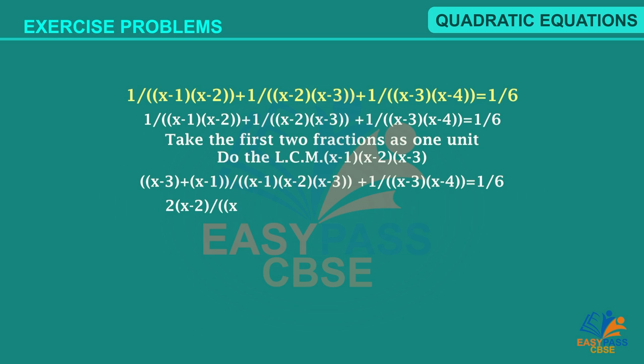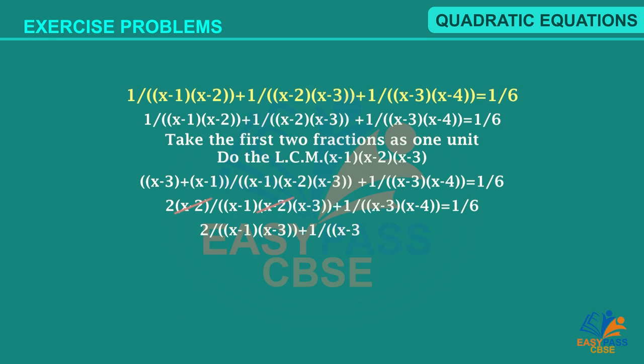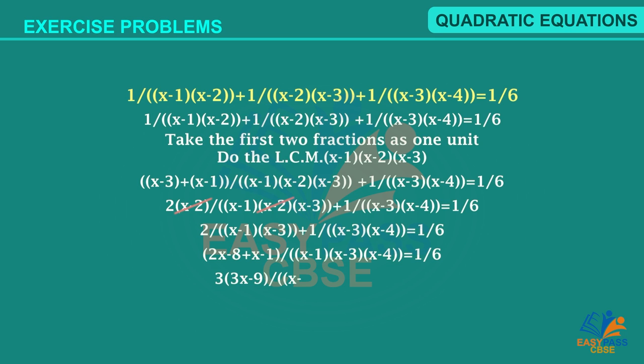Now, we can cancel x minus 2 from the numerator and x minus 2 from the denominator. We have 2 by x minus 1 times x minus 3 plus 1 by x minus 3 times x minus 4. Again, LCM, x minus 1 times x minus 3 times x minus 4. So we get in the numerator 2x minus 8 plus x plus 1. On simplifying, we get 3 times 3x minus 9 by x minus 1 times x minus 3 times x minus 4 equal to 1 over 6.